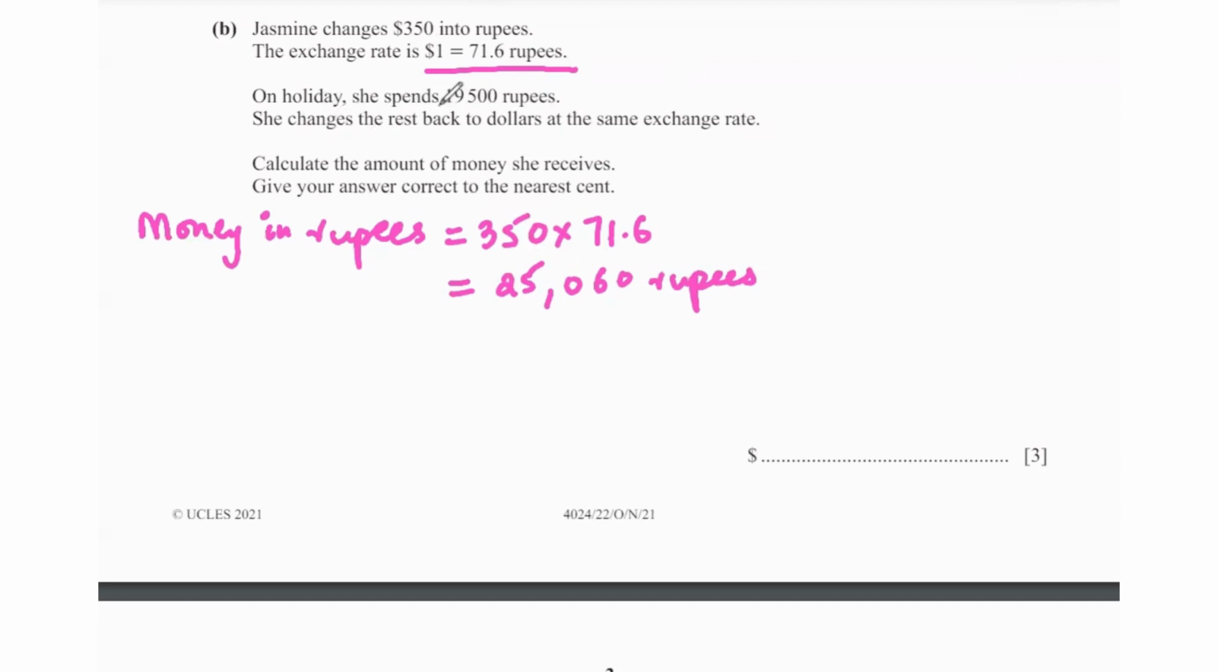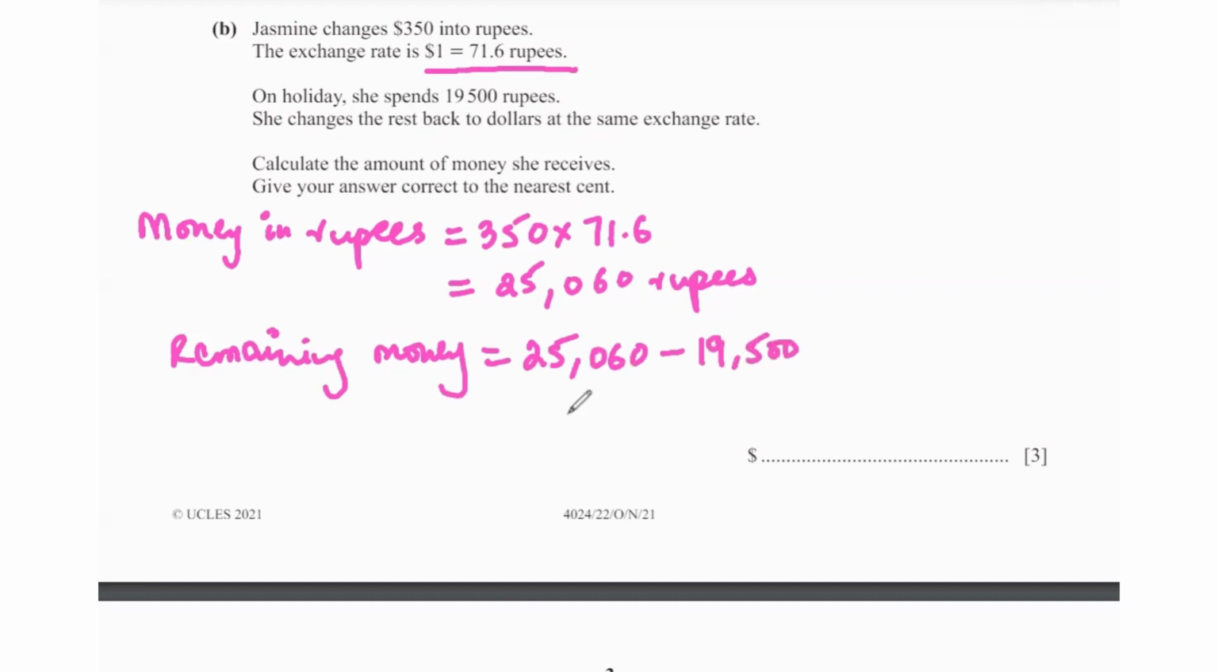Now she spends 19,500. So remaining money would be the difference of 25,060 and 19,500, which will give us 5,560 rupees. Then it says she changes the rest back to dollars at the same exchange rate, which means we're going to change the 5,560 into dollars.